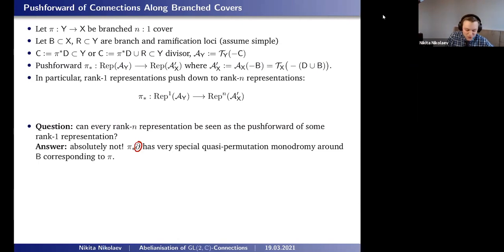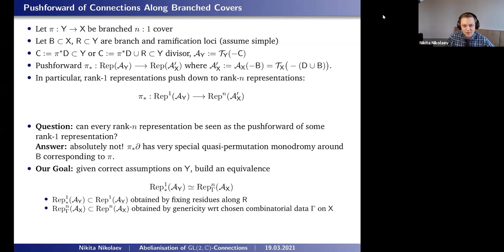Right. Okay, but of course, there is something we can do. Otherwise, I wouldn't be telling you about this. So there is a goal. It's a kind of big project goal, and I'll tell you only about a relatively small part of it. The goal is to come up with an ingenious way to make correct assumptions on the covering surface Y and the divisor and all the other data involved, such that there is some kind of equivalence between rank 1 representations on the covering and rank n representations on the base. This is somehow not insane. I mean, we have examples of this.